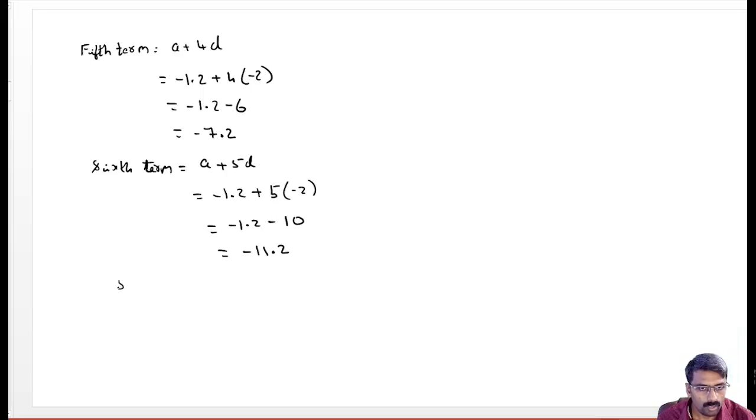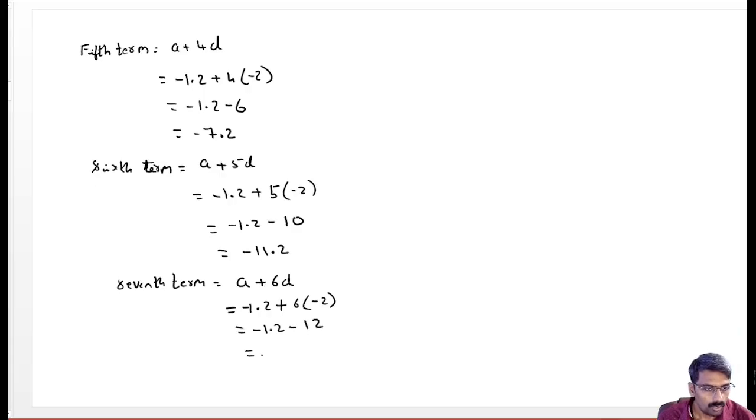So similarly, the seventh term would be a plus 6 times d, so that would be equal to minus 1.2 plus 6 times minus 2, that would be equal to minus 1.2 minus 12, which is equal to minus 13.2. So these are our next three terms.